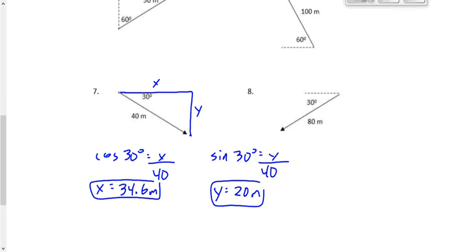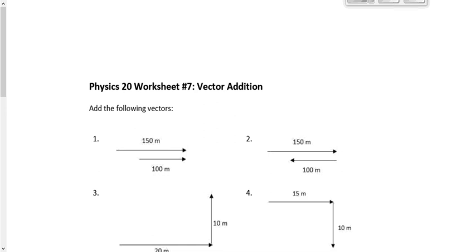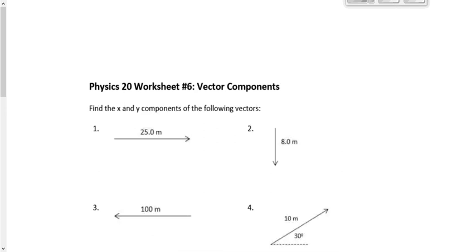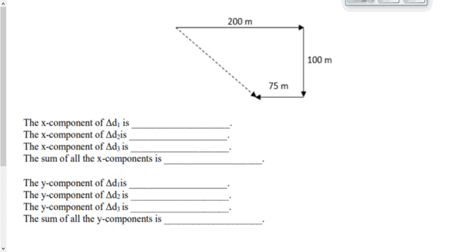Let's move on. We've got the tools. Now it's time to actually start adding vectors together with the tools that we've learned here. Here's the first example that appears in your notes. We've got 200 meters, 100 meters, and 75 meters. We want to add these vectors together.